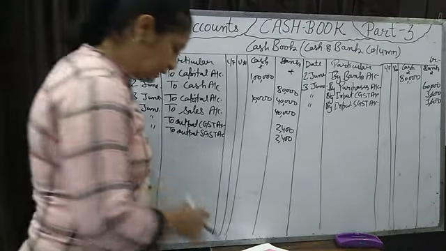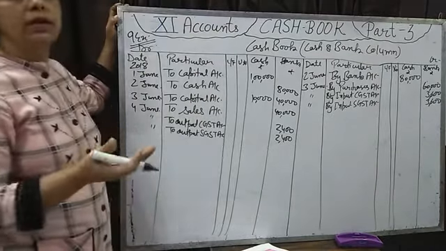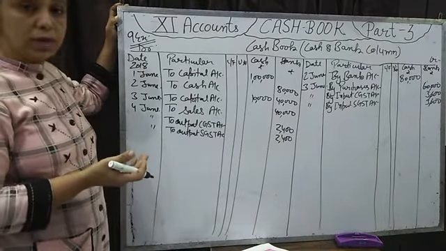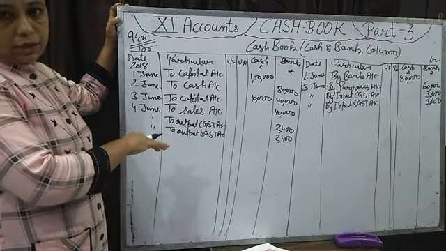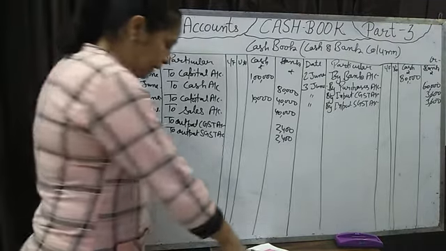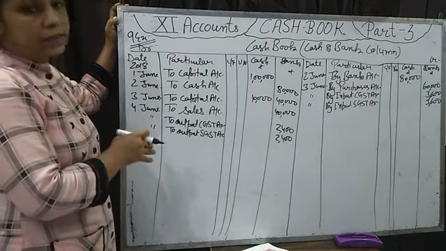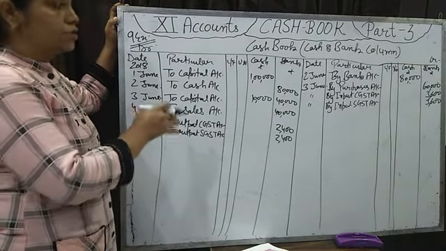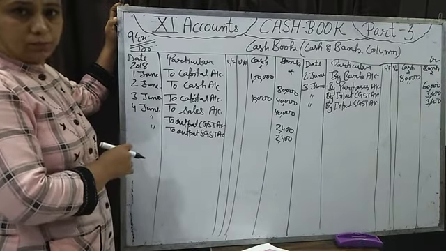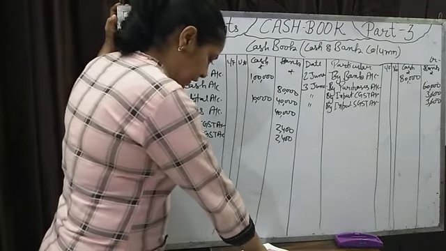To whom are we selling? Ram. Ram will pay. When Ram pays money to us, then we will write in the cash book. So on 8th June we are selling goods to Ram, but it's on credit. We will not write this transaction of 8th June in the cash book. Fine. Next transaction on 10th June.